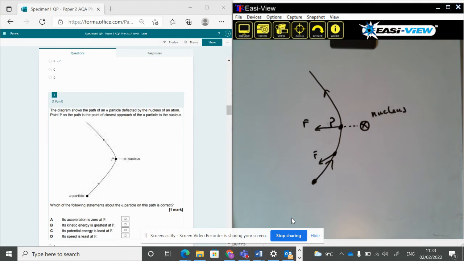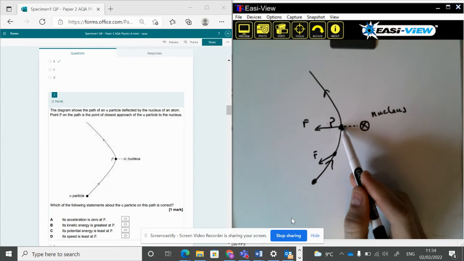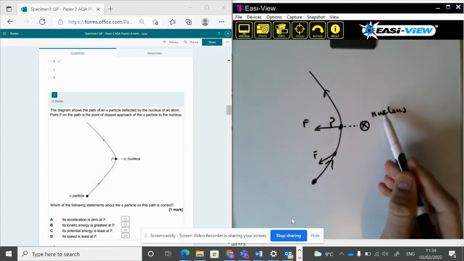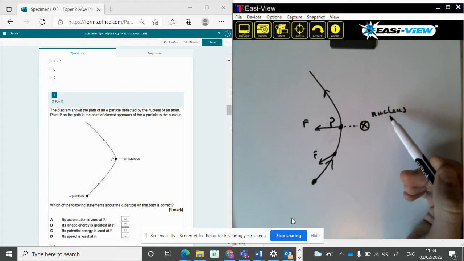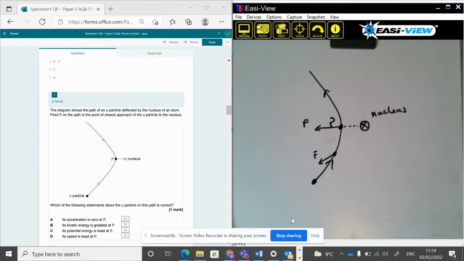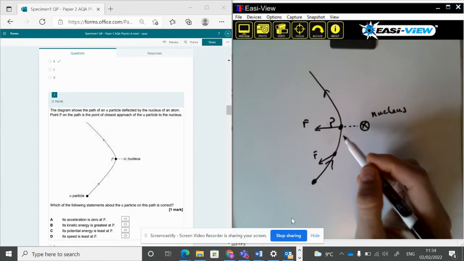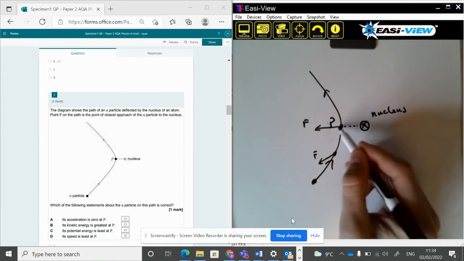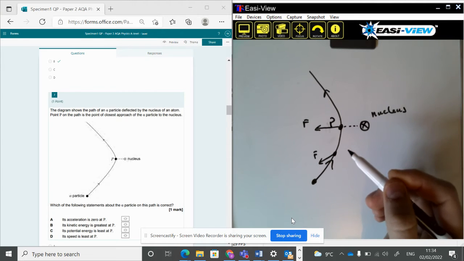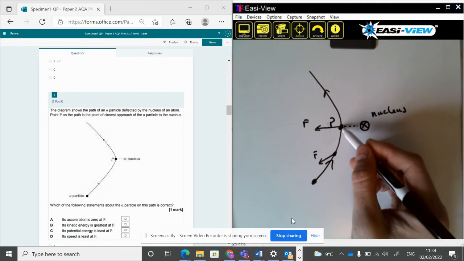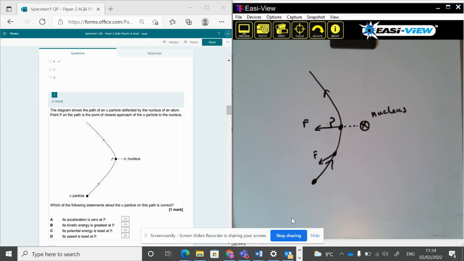So we've got some statements we need to say. So the acceleration is 0 at P. Well, that doesn't make any sense because P is at the closest proximity to the nucleus, and at that position, the alpha particle is positively charged, the nucleus is positively charged. You're meant to know that from Rutherford's alpha scattering experiment. So the force at closest approach will be greatest. No, the acceleration is at a maximum at P because the force is at a maximum.